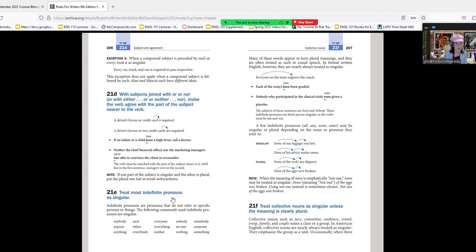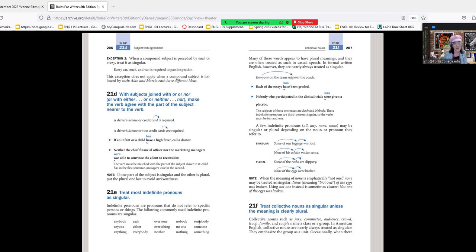Treat most indefinite pronouns as singular. All of these are indefinite pronouns because they don't name a person. So therefore it's indefinite. You don't know who these people are. So here, anybody, anyone, anything, each, either, everybody, everyone, everything, neither, nobody, no one, nothing, somebody, someone, something. All of these indefinite pronouns take a singular verb. So for example, nobody is perfect. See, everybody knows that cliche. You don't say nobody were perfect.